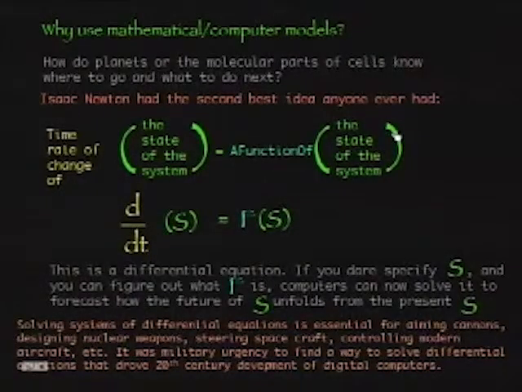So I'm now going to turn to a mathematical model. I need this slide back on. And I want to explain what kind of model this is. This is a model of the kind that Isaac Newton thought up. And I think this fellow had the second best idea in the whole world. He proposed that the time rate of change of the state of any system, of planets, of whatever physical system you're talking about, the time rate of change of that state must be a function of the state of the system, for lack of anything else to be a function of.